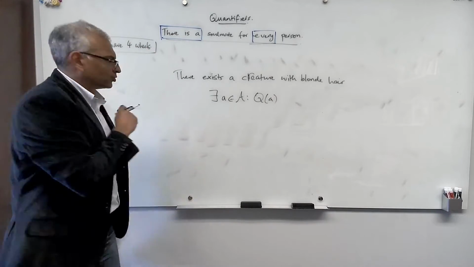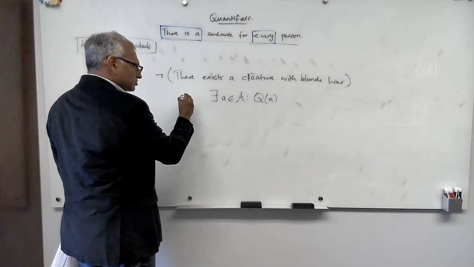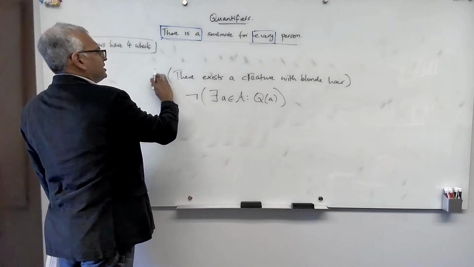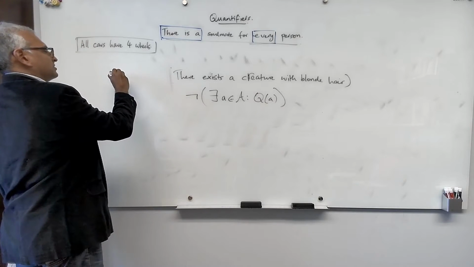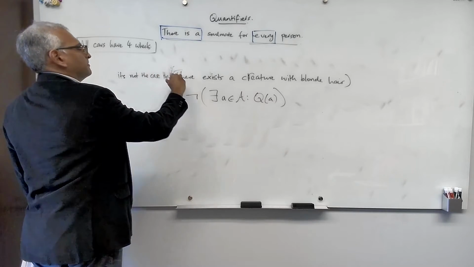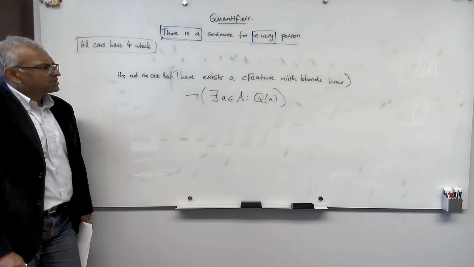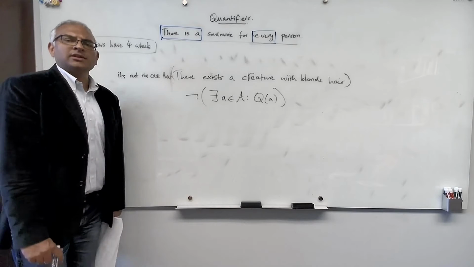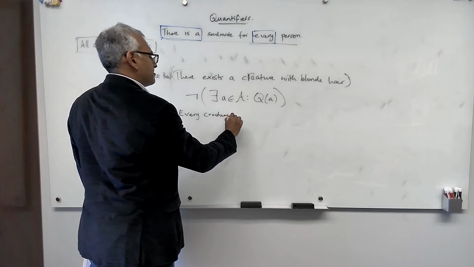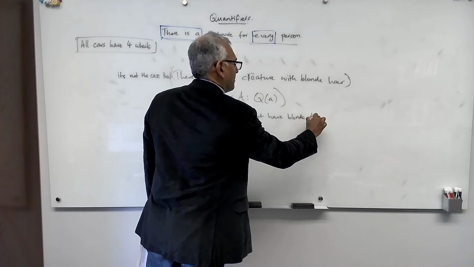Now supposing it's not true, so it's not the case that there's a creature with blonde hair. So it's not the case that there exists a creature with blonde hair. Now let's think about what that means. If it's not the case that there is a creature with blonde hair, it means that every creature does not have blonde hair.